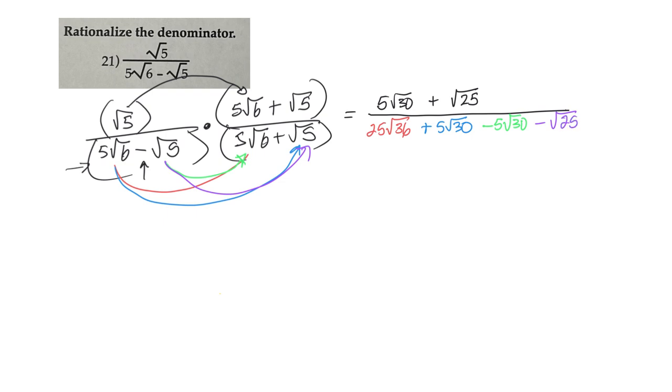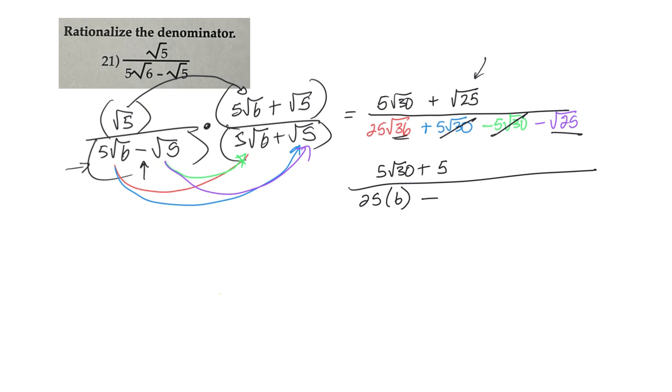Okay, on the top, I think I can just simplify this one. So it'll be 5 root 30 plus the square root of 25, which is 5. And then on the bottom, 25, the square root of 36 is 6, so I can just multiply that. 5 root 30 and minus 5 root 30 cancel. Minus the square root of 25 again is 5.